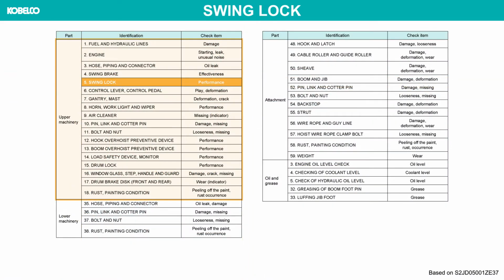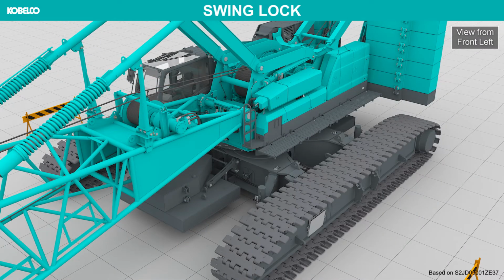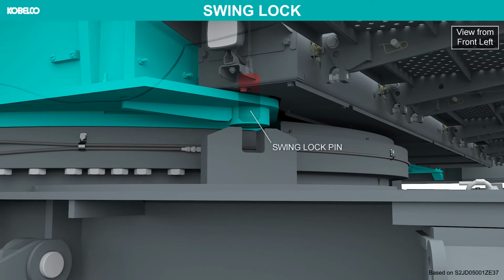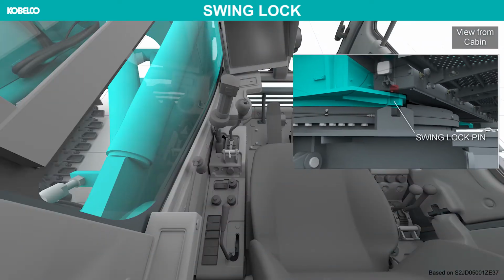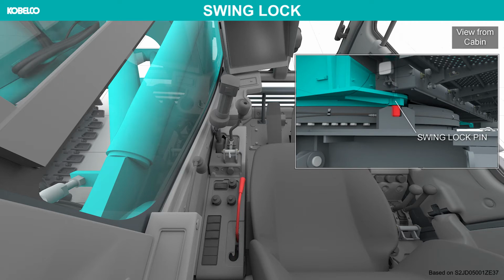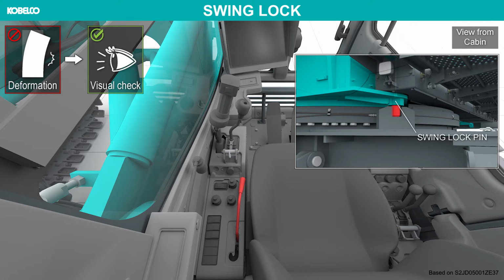Swing lock. Confirm that the swing lock pin is inserted smoothly and can be held without being pulled out. Check the lock pin and rod for deformation.